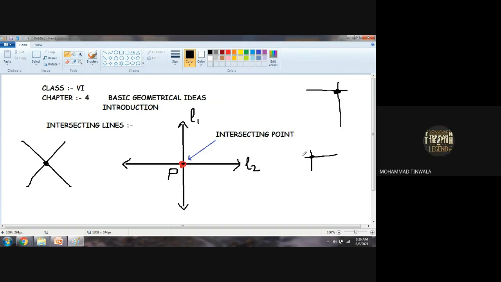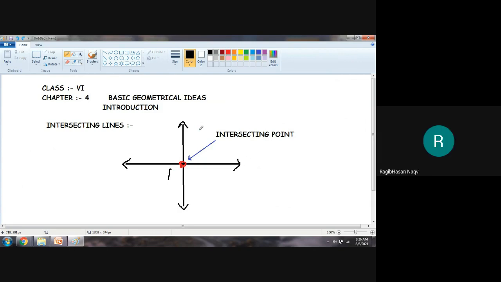Clear? Any doubt with this intersecting line? Line 1 is intersected to line 2. This is the symbol of intersecting line, upside-down capital T. Okay, boys? So this is said to be intersecting point. Point P is said to be intersecting point. Any doubt with this? No, sir. Okay.